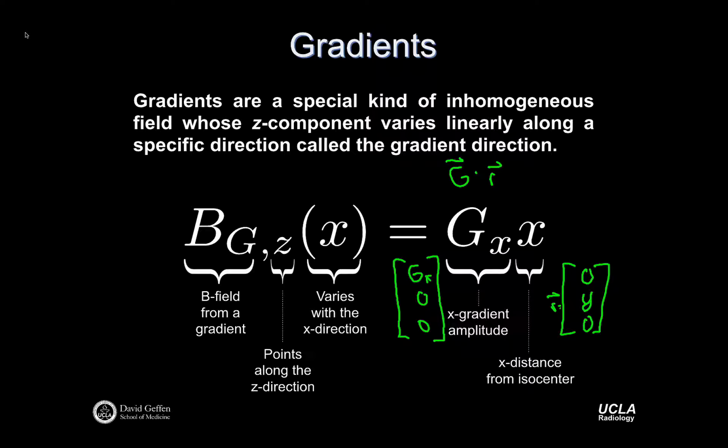It's kind of interesting: you can turn on an x gradient, move along y, and nothing happens. Turn on a z gradient and move along x, and nothing happens. What ends up being important in MR is that we can come up with linear combinations of Gx, Gy, Gz to manipulate spins along any direction within the scanner.